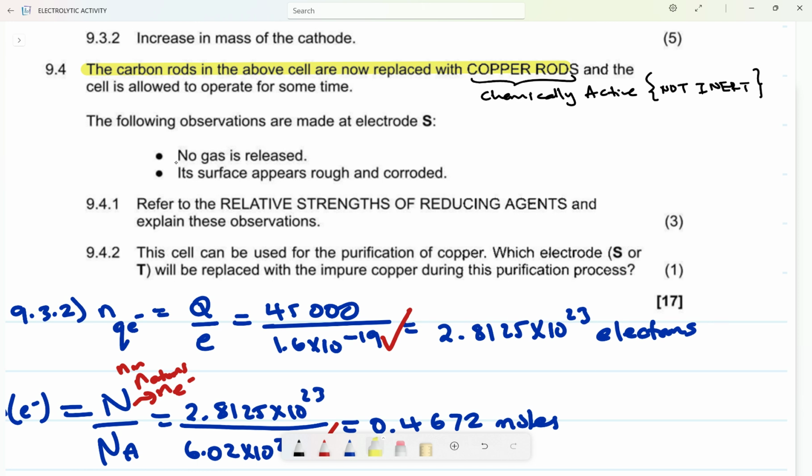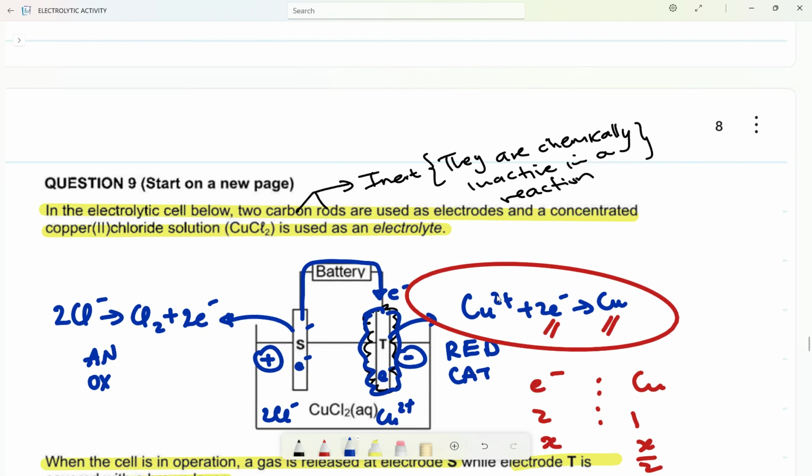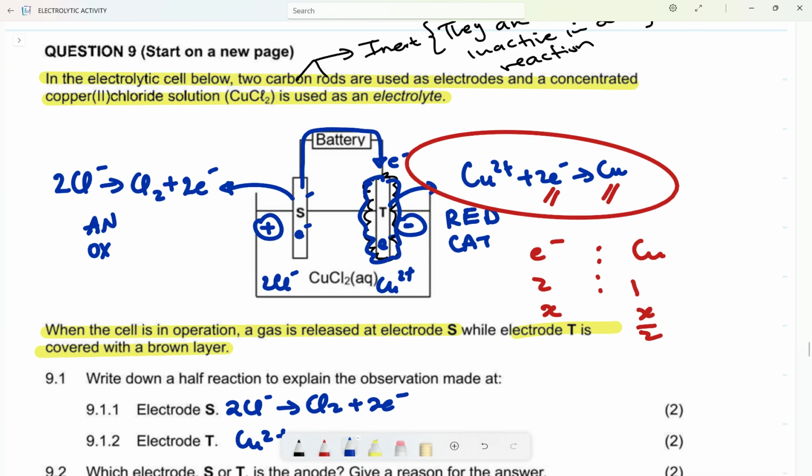So they say no gas was released when they were observing electrode S, and its surface appears rough and corroded. So can you see now? It tells me that my copper interfered with the reaction. It reacted and started corroding, releasing its roughness more, as it says. And then they say refer to the relative strength of reducing agents and explain this observation. Which observation? Why gas is no longer appearing on S. Why gas is no longer appearing on S?